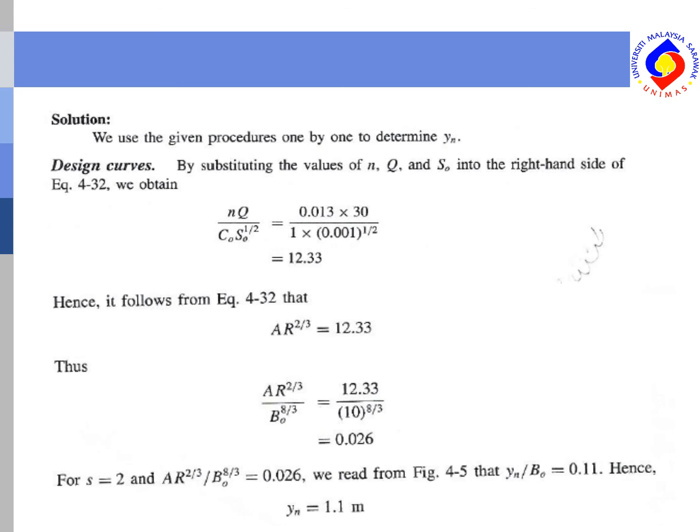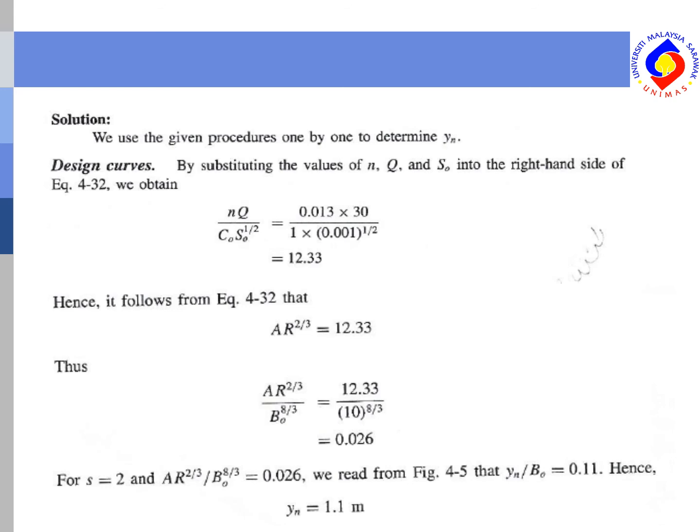So if we calculate nQ divided by C S to the power of 1 over 2, substituting all the values given in the question, we will get the value of 12.33. So from there, your AR to the power of 2/3 is equal to 12.33. If you want to find the value of AR to the power of 2/3 divided by b to the power of 8 over 3, then this will give you 0.026.